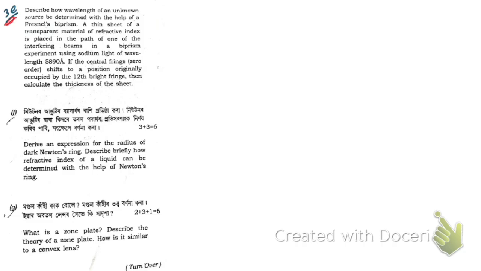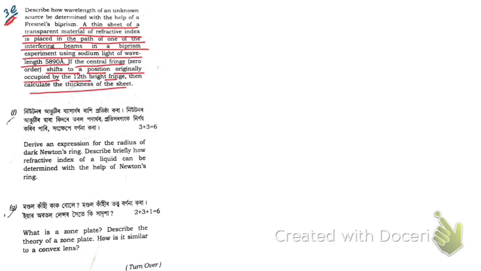And there is a numerical part. A thin sheet of transparent material of refractive index μ is placed in the path of one of the interfering beams in a biprism experiment using sodium light of wavelength 5890 Angstrom. If the central fringe shifts to a position originally occupied by the 12th bright fringe, then calculate the thickness.